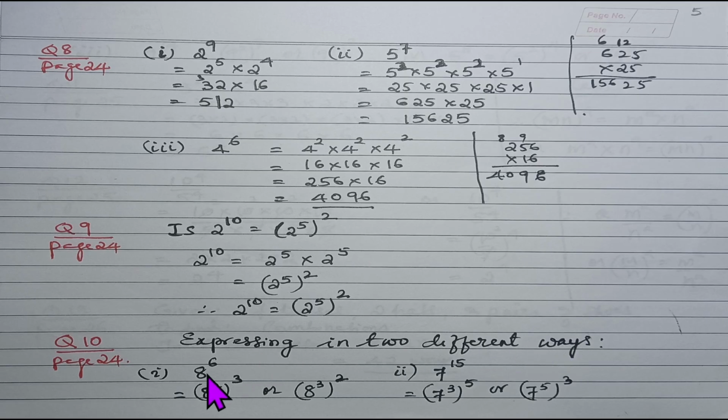Expressing in two different ways, 8 raised to 6 can be expressed as (8 raised to 2) raised to 3, because 2 into 3 is 6, and also we can express it as (8 raised to 3) raised to 2, because 8 square cubed or 8 cube squared, both mean 8 raised to 6 only. Similarly 7 raised to 15 is (7 cube) raised to 5, or 7 to the power of 5 raised to 3, that means 5 into 3 is 15, and that is the correct answer. That is how we express it in different ways.